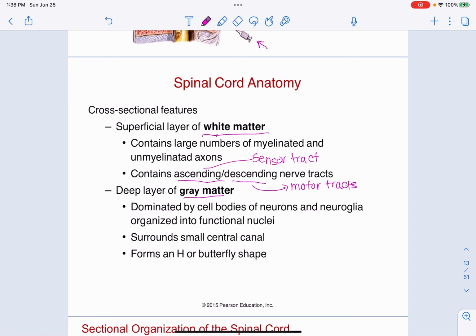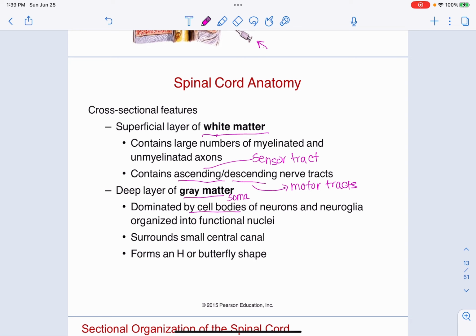And these are all of the axons going in these different directions. Gray matter, on the other hand, is dominated by the cell bodies, or the soma, of neurons. There's also neuroglia in that area. So remember that the neuron cell bodies are the cell itself, and then the axons coming off of that are what's making up the white matter.